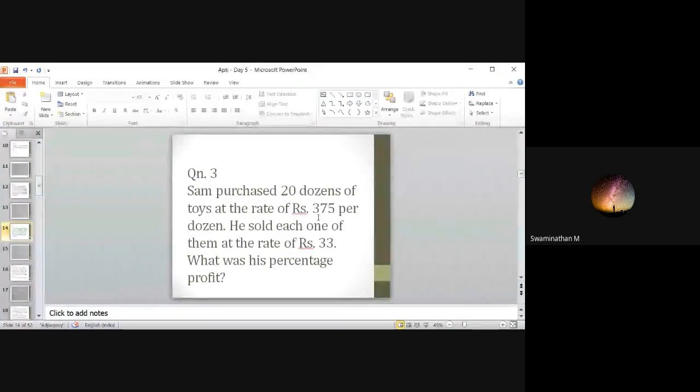So, first calculate the total number of toys. 20 dozens of toys. First calculate the total number and find the cost price. For each dozen, 375 rupees is the cost price. Find the cost price for 20 dozen and find the selling price for all the toys. The selling price of one toy is 33. So find the cost price, find the selling price, find the profit, and then find the profit percent.